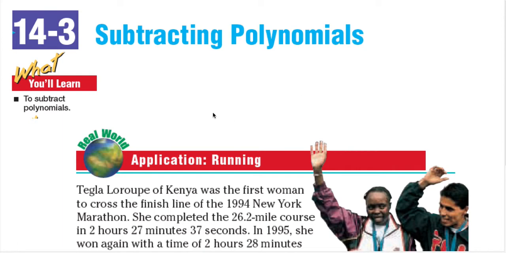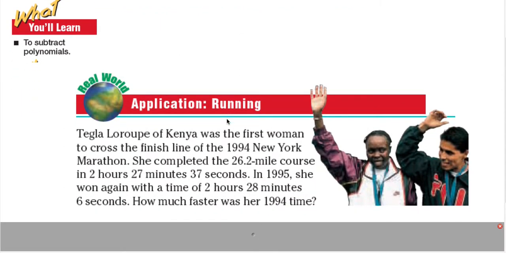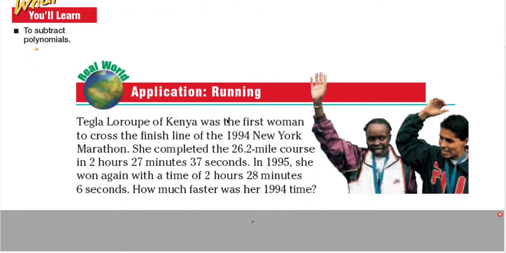Subtracting polynomials. The objective of this lesson is to subtract polynomials. Let's take a look at this example. Tegla Loroupe of Kenya was the first woman to cross the finish line of the 1994 New York Marathon.